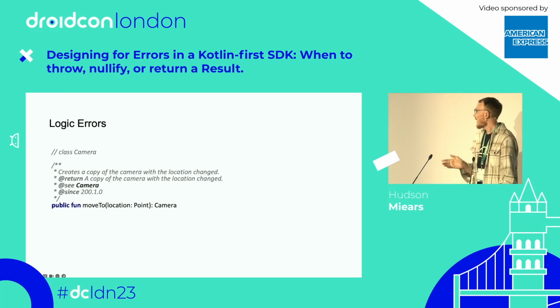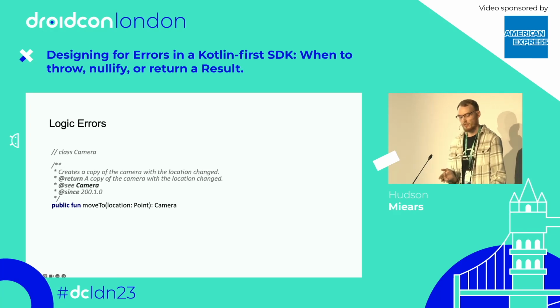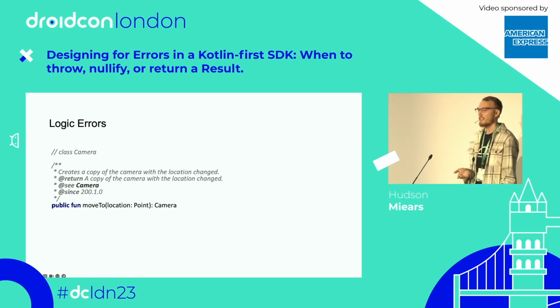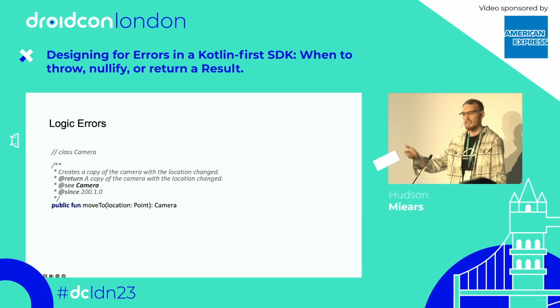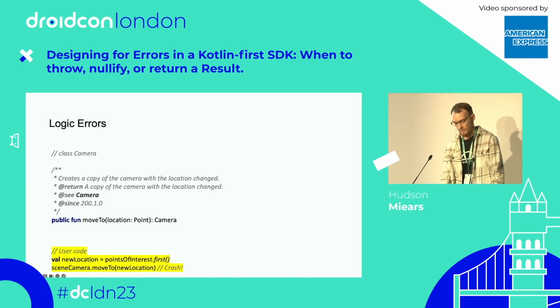So here's an example from our API. We have a 3D scene view, which lets the user visualize 3D maps. And the scene view has a camera, and you can move that camera to a point. And a point in our API has an x and y coordinate, and if either of those things are null or not a number, then we consider that to be an empty point. So this function, if you pass in an empty point, then the camera can't move to it, and it's going to throw an exception.